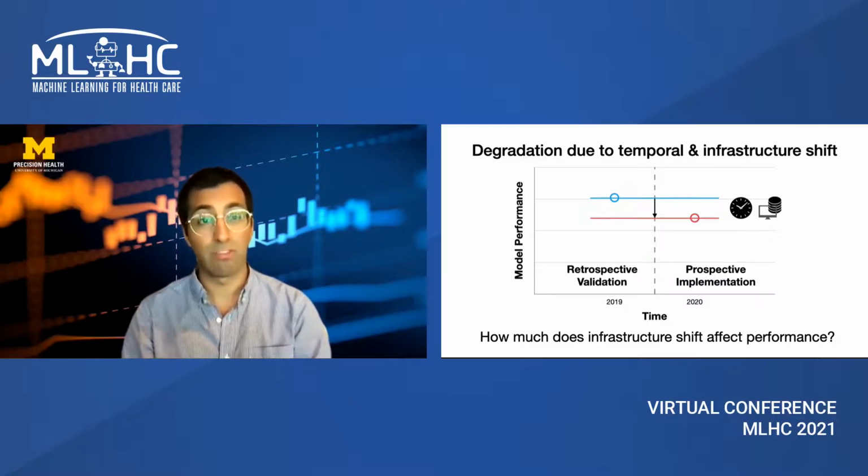Validating on data extracted retrospectively from a research data warehouse from the most recent year seeks to mimic temporal shift, but does not account for infrastructure shift. In practice, we'd expect differences, but to what extent? I'd like to turn it over to Jihei, who will show you how we answered that question.